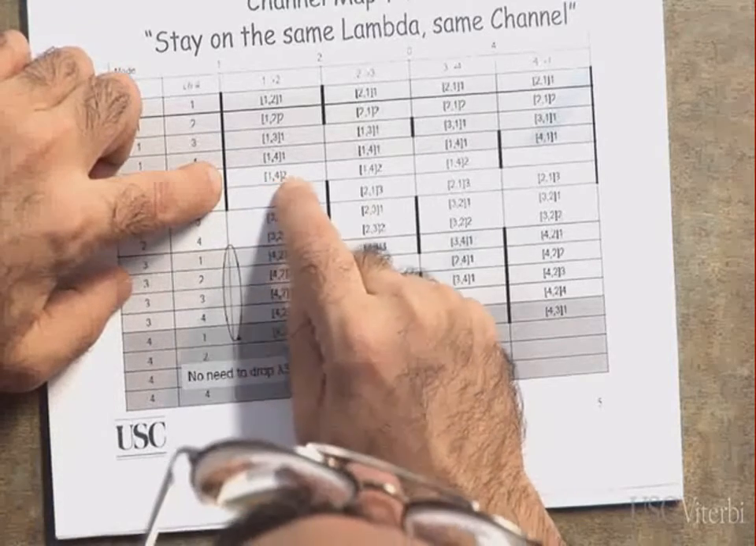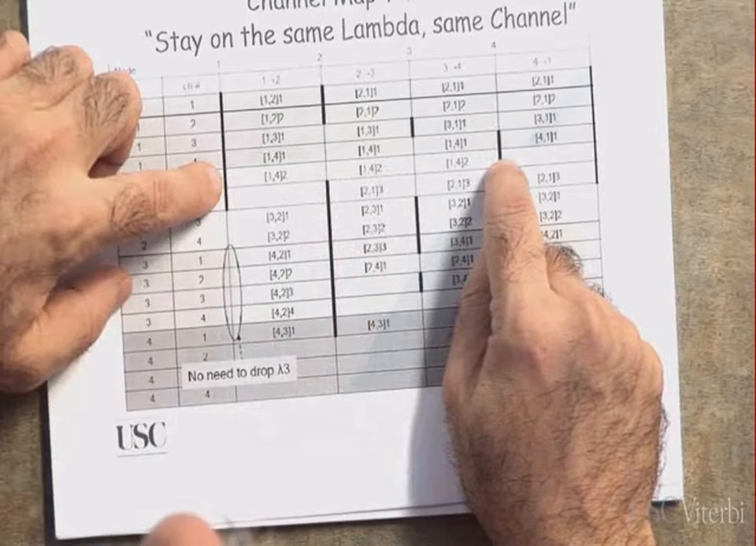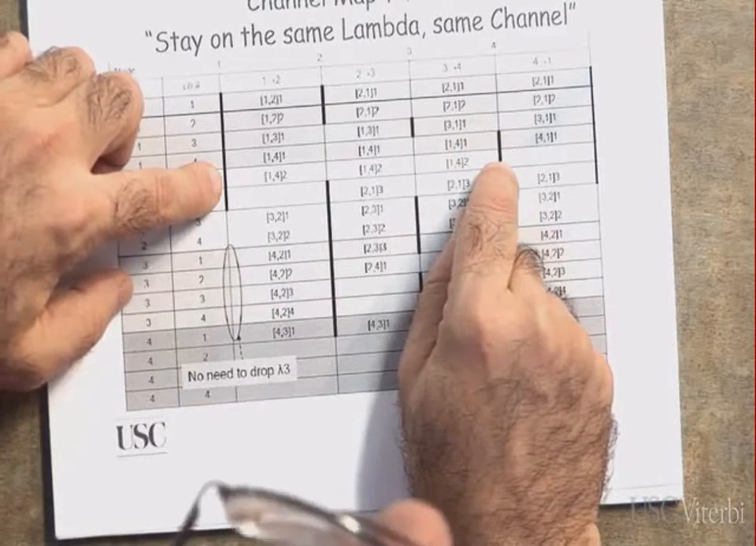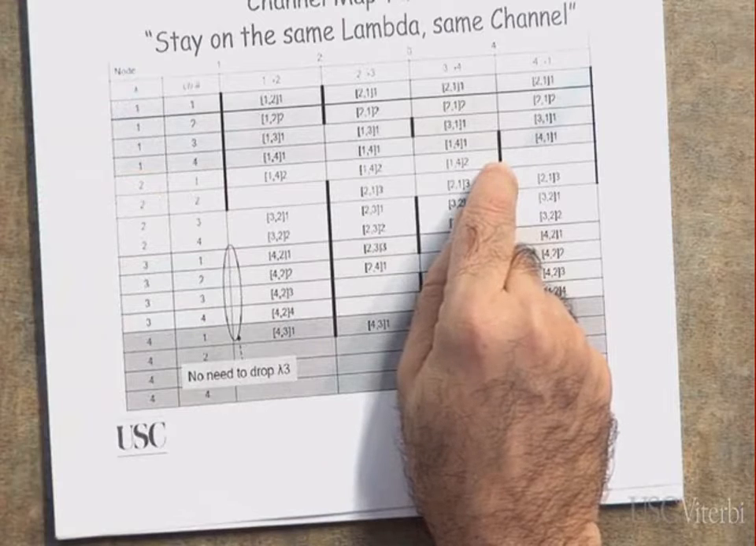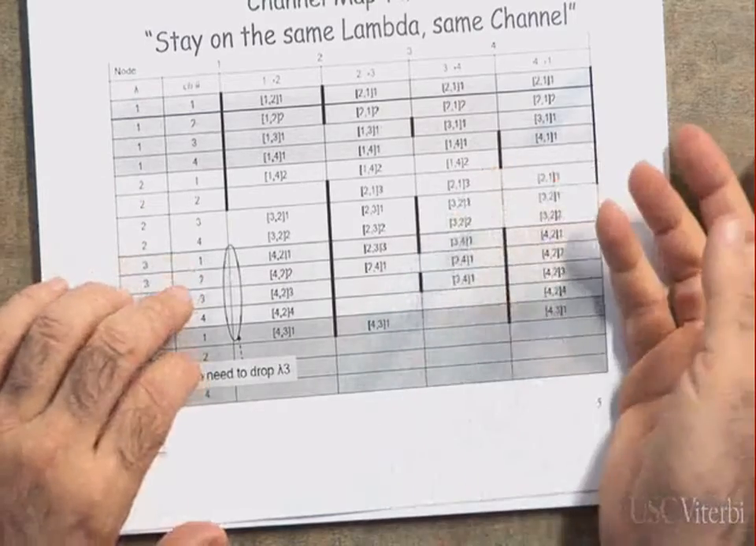Clear? Answer me the following question. Do I need an add/drop mux here? Is it the same as this one or is it different? It's different because this one is going to add and drop which wavelength? Lambda 2 instead of what? Instead of lambda 1. Did you get my point or not?